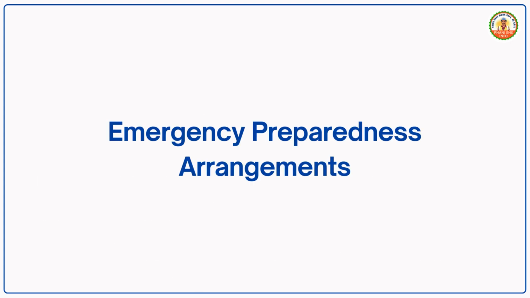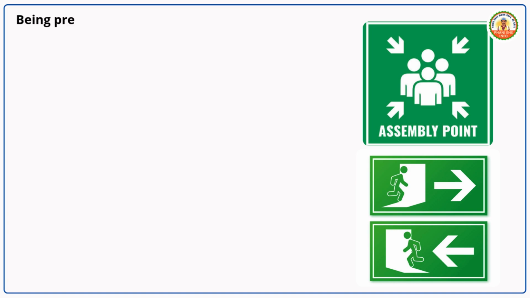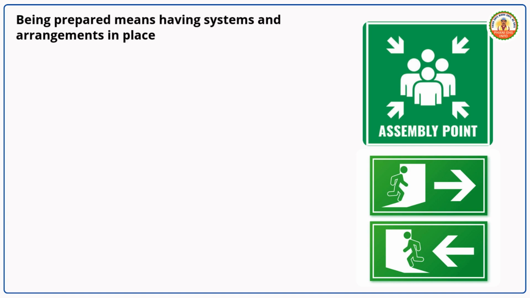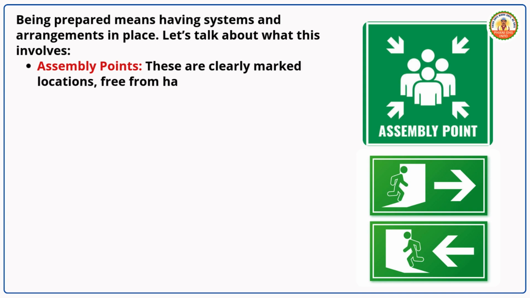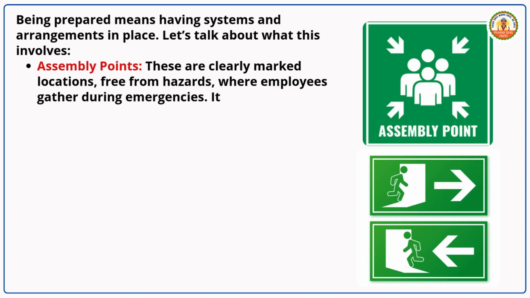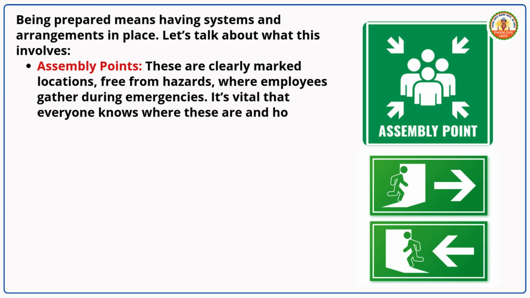Emergency preparedness arrangements. Being prepared means having systems and arrangements in place. Let's talk about what this involves. Assembly points. These are clearly marked locations, free from hazards, where employees gather during emergencies. It's vital that everyone knows where these are and how to reach them safely.